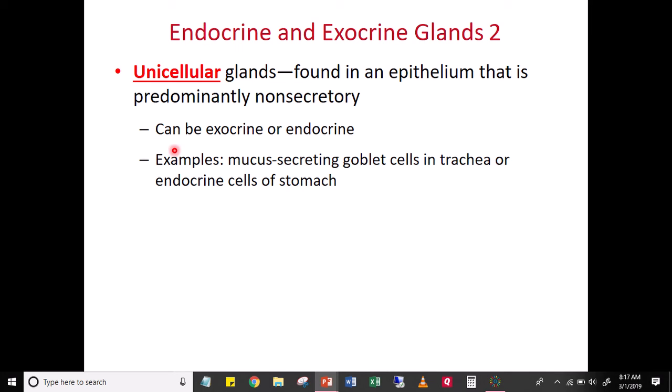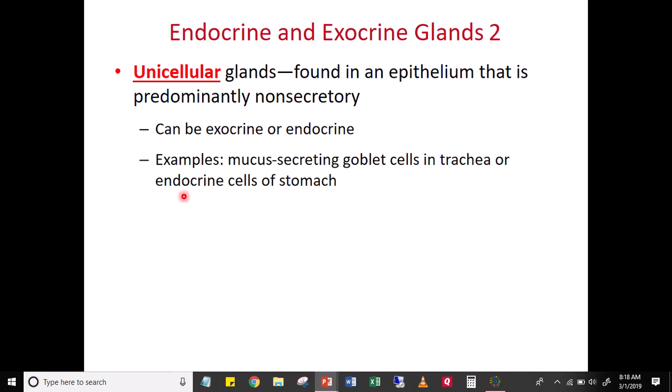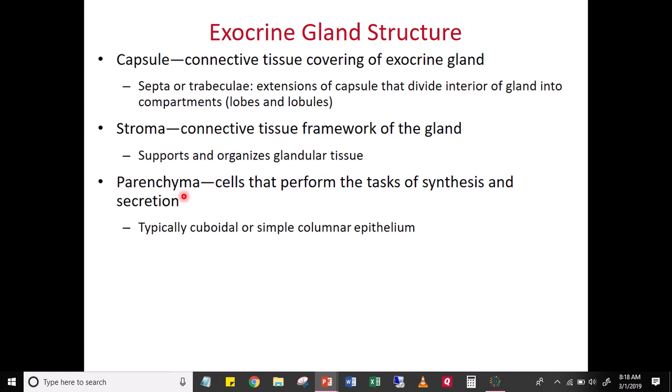If we look at our stomach, we have parietal cells and chief cells in the gastric pits of our stomach. And in addition to making secretions that go into the stomach, these cells can also make secretions that go into the bloodstream. So they can have both an endocrine and exocrine function. Let's move on to the next slide.